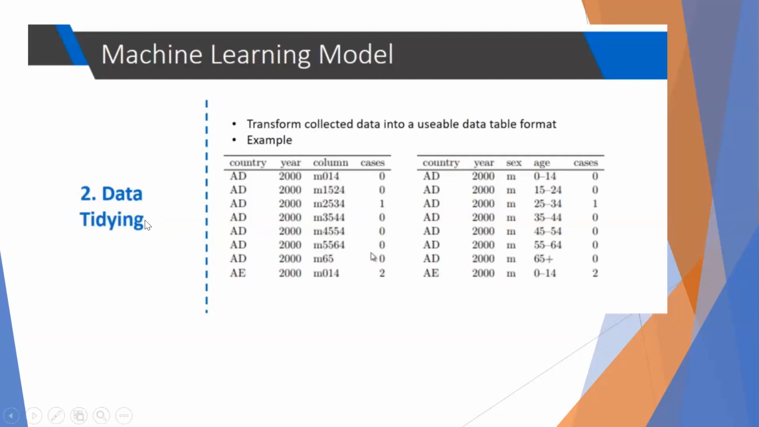Next is data tidiness. I'm showing here what we mean by data tidiness. The raw data that we collect in a number of ways is not in the format that we need for machine learning, so we need to pre-process the data. See here, in the country we have some values, in the year we have some values, and in the cases we have different values. But in the next column we have M for the gender and 0 to 14 for variations in age, so we are not able to differentiate. In the first column you can see M014. M indicates the gender and 0 to 14 indicates the age group. In the previous data, we were not able to identify what it meant. After the pre-processing, we are able to relate the information.